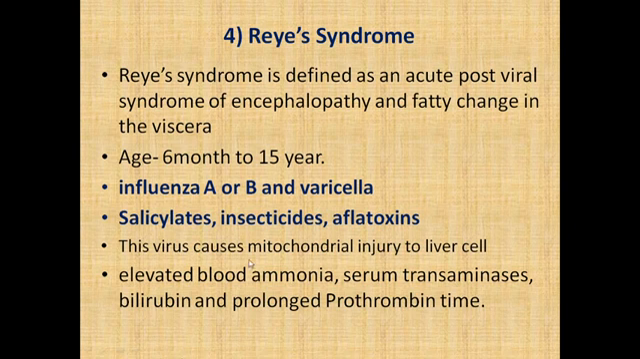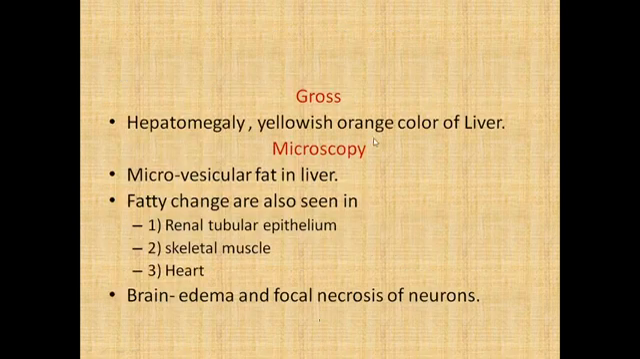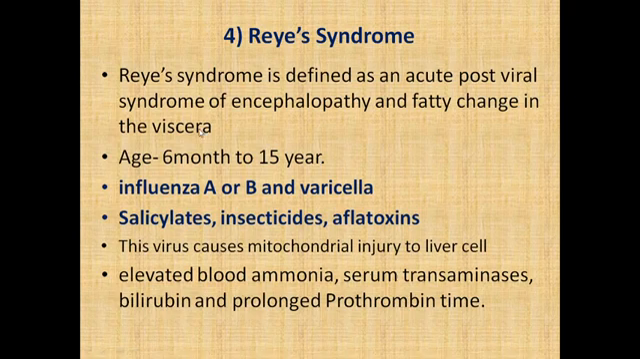This virus causes mitochondrial injury to the liver cells, and there will be elevated blood ammonia, serum transaminase, bilirubin, and prolonged prothrombin time. Grossly, a yellowish orange color of the liver is seen, and microscopically here you can see fatty changes in viscera.